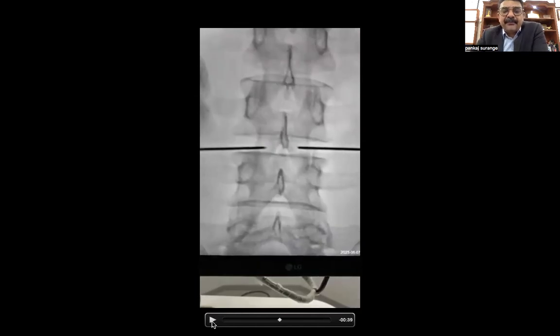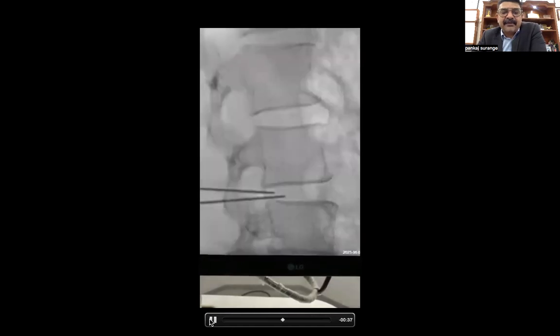So this is the target. What we intend is that we have to cross the medial pedicular line. That is important here. We have to cross the medial pedicular line on both sides. I'll show in the lateral that we have crossed the medial pedicular line, but we are still in the posterior.